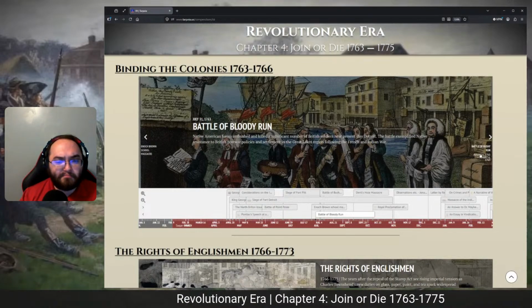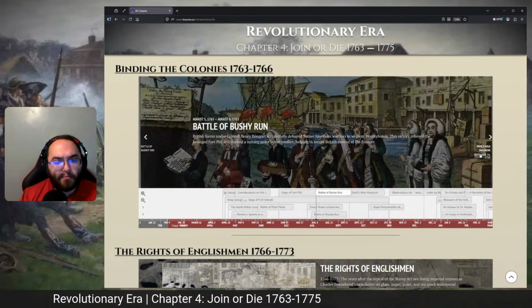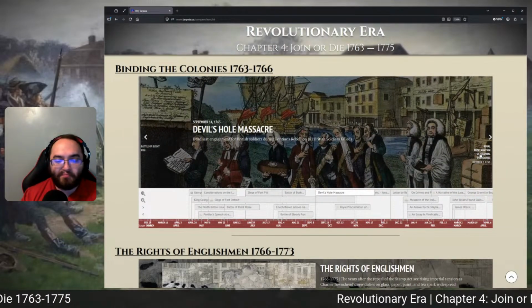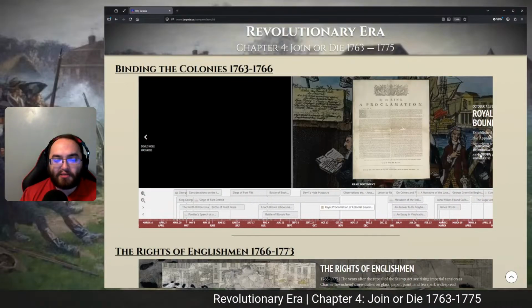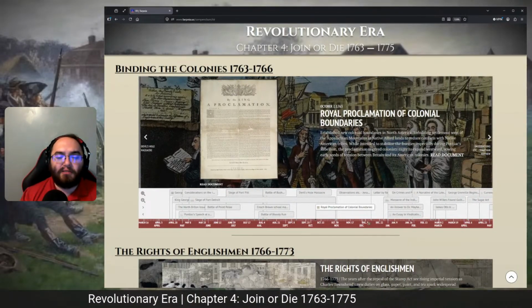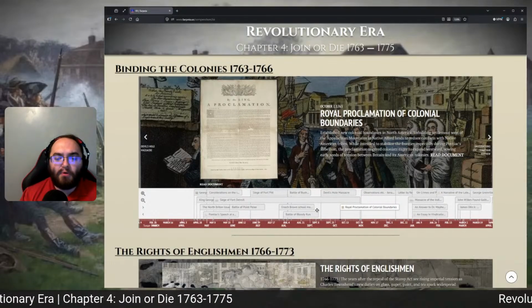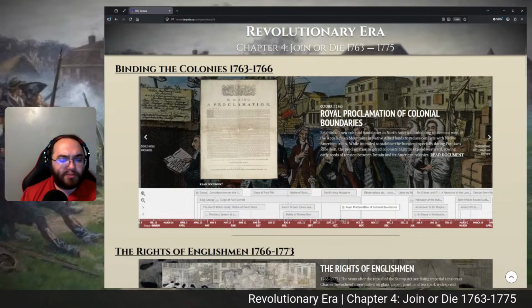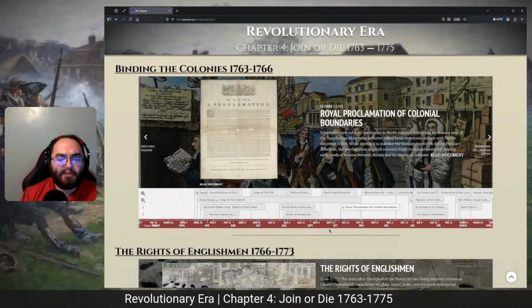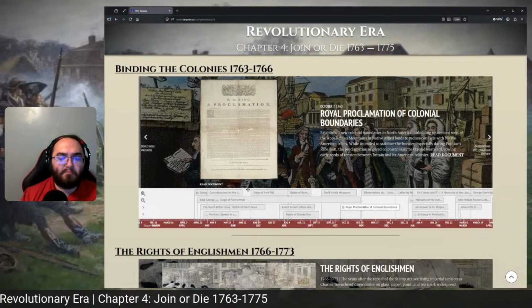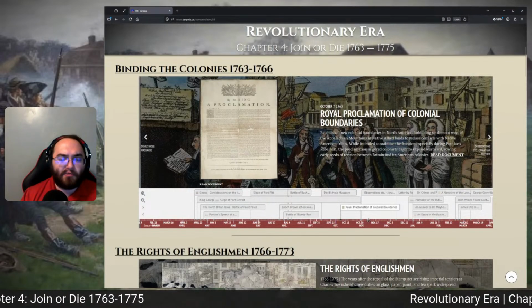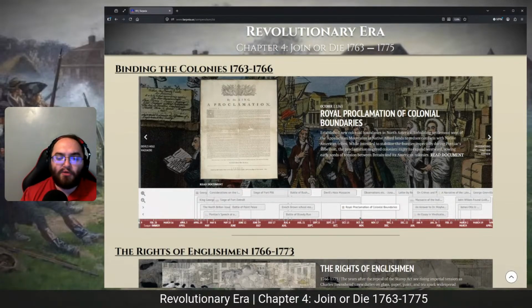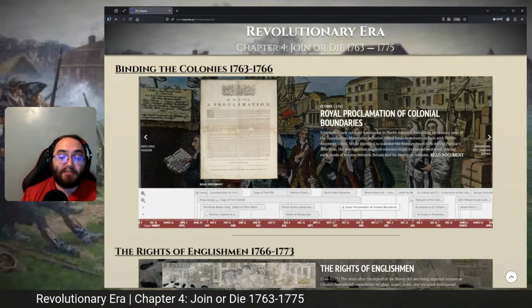We do have it on the timeline. Here's the Battle of Bushy Run, Devil's Hole Massacre. And by the time you get to the Royal Proclamation at the end of 1763, most of the fighting in Pontiac's rebellion is pretty much over. There's still going to be skirmishes happening, but all of these major sieges and battles are pretty much over by this point. So the fighting itself only lasts a couple of months, from May to around November, December of 1763.